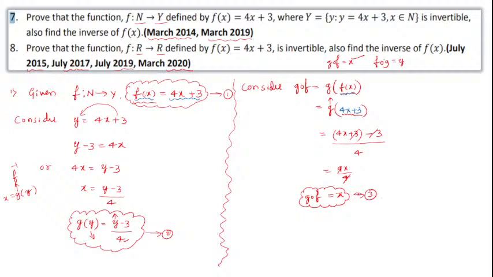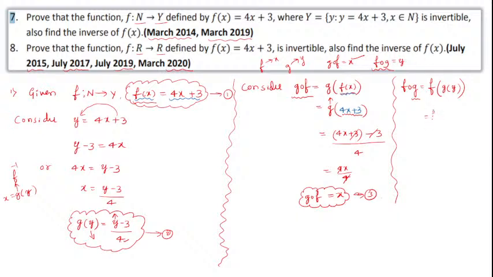Then consider your fog function. Already you have considered gof, then consider fog. So here I will write fog. Consider the fog function, that is equal to f of, in terms of g you write g of y. Clear? So always remember f is always connected with x and g is always connected with y. So here g is there, right? So where does it end? It becomes y. That is f of g of y, so it is equal to y.